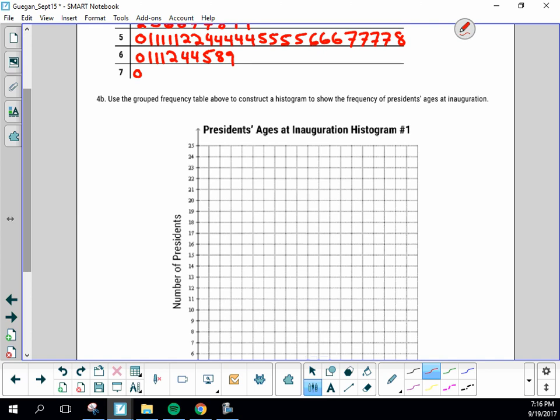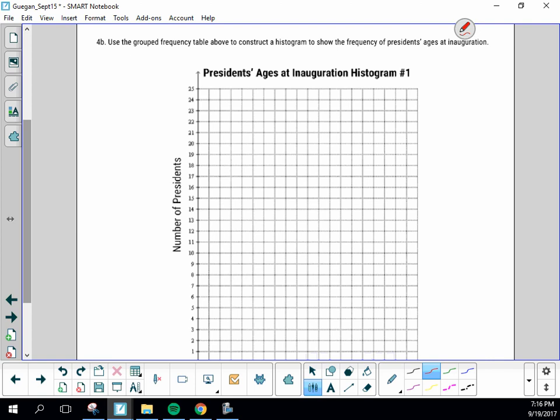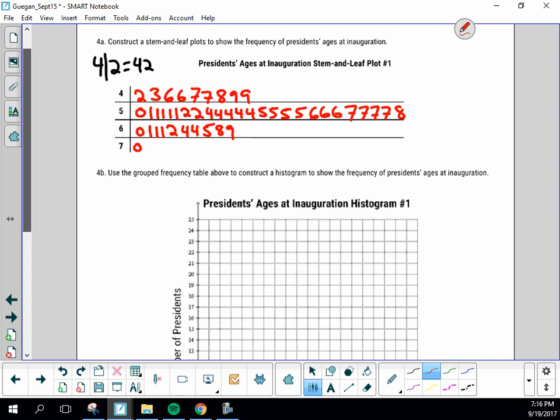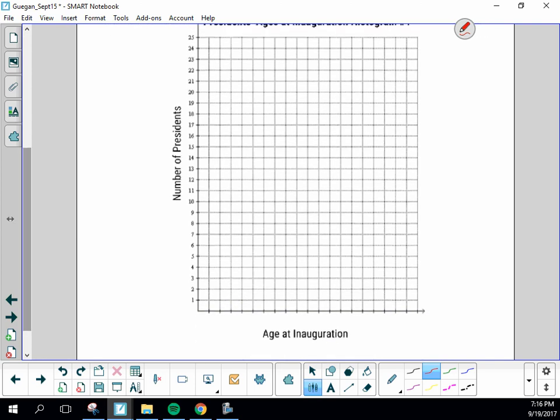4B, use the grouped frequency table above to construct a histogram to show the frequency of presidents' ages at inauguration. All right? A histogram is very similar to a bar graph. However, there's a couple main differences. A histogram can only be used with numerical data, and our numerical data is, in fact, presidents' ages. Those are all numbers, so we have numerical data. It also doesn't have any spaces in between the bars. And the x-axis, which is down here, is made up of intervals of data.